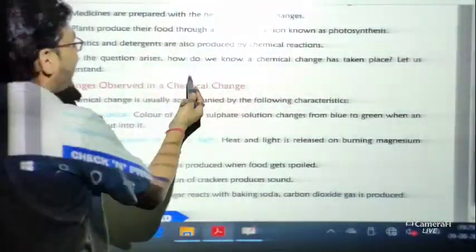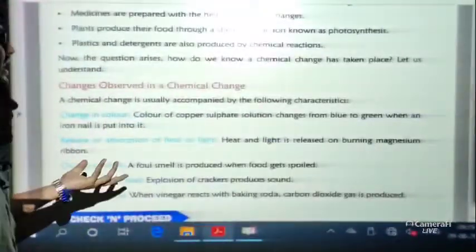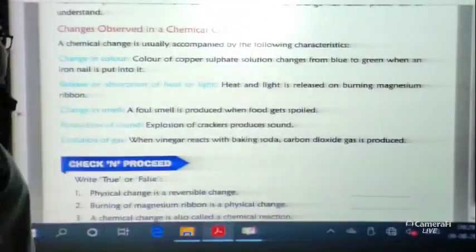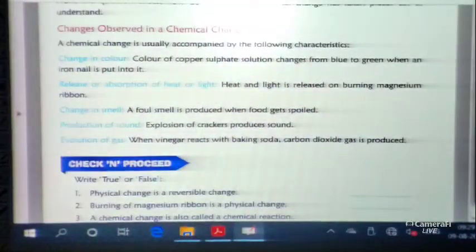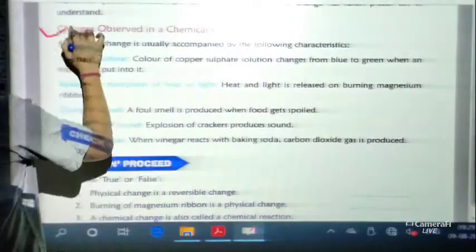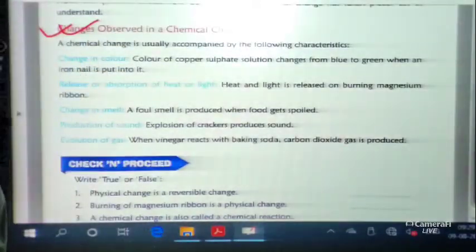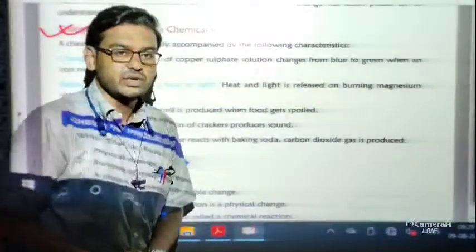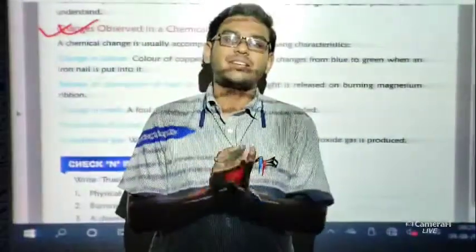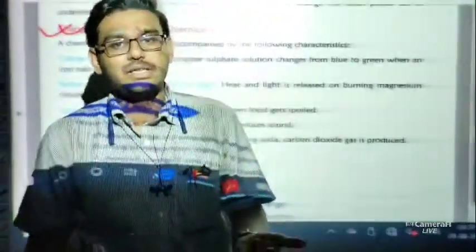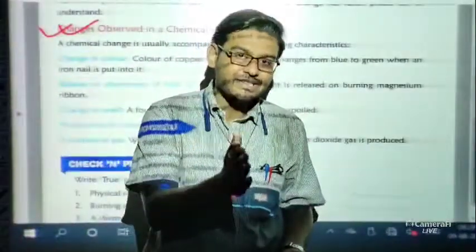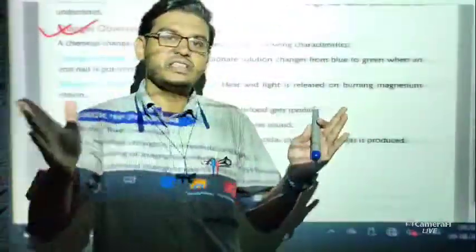Now the question arises: how do we know that a chemical change has taken place? Let us understand how we know whether a change is a chemical change or a physical change. Students, there are a few simple things observed in a chemical change. What are the things that we have to observe so that we can say yes, this change is a chemical change? There are a few characteristics by seeing which we can say this change is chemical and this change is physical.